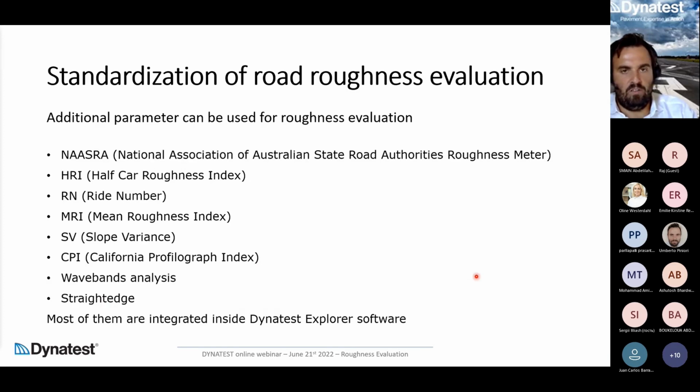Also, there are other very important parameters besides the IRI. Maybe any national road authority developed their own parameter, but IRI is the most common one, together with the straight edge method, that simulates a straight edge on the pavement and measures the difference of height. And most of them can be calculated by Dynatest Explorer software.